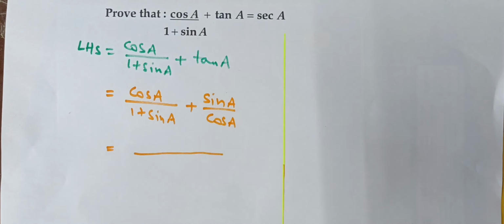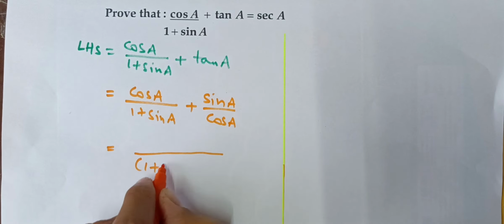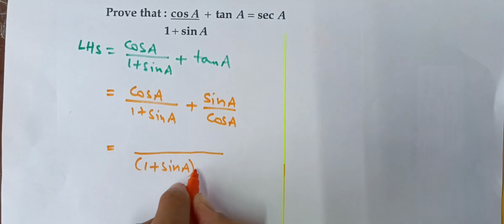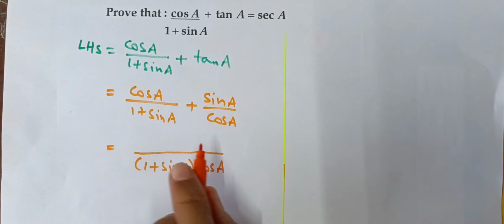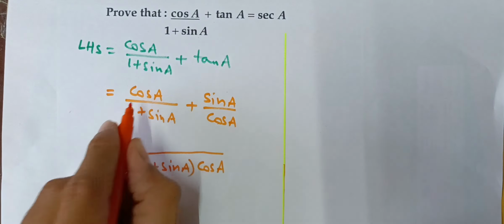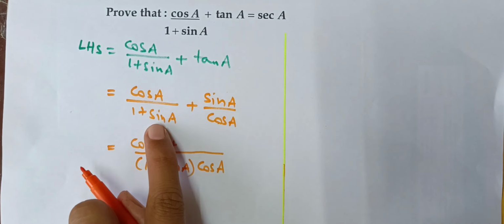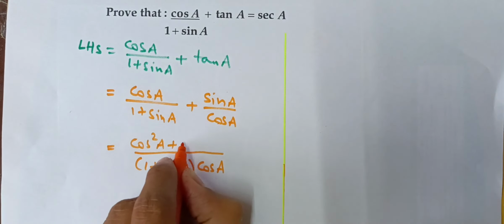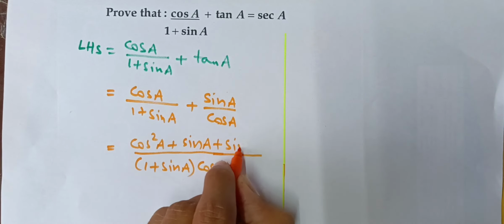And in the denominator, we have to multiply both denominators. One thing you have to remember is never multiply the terms in the denominator, write as it is. So 1 plus sin A as it is and cos A as it is. In the numerator, cos A with cos A gives cos square A, and 1 plus sin A with sin A gives sin A into 1, sin A, and sin A into sin A, that becomes sin square A.